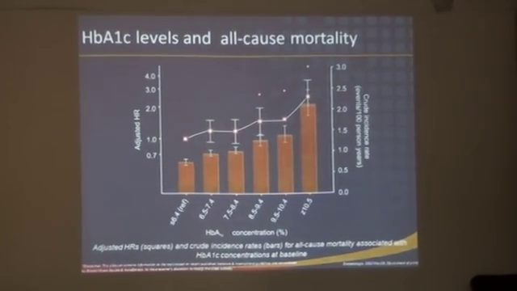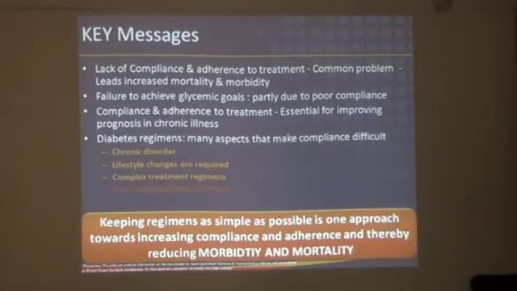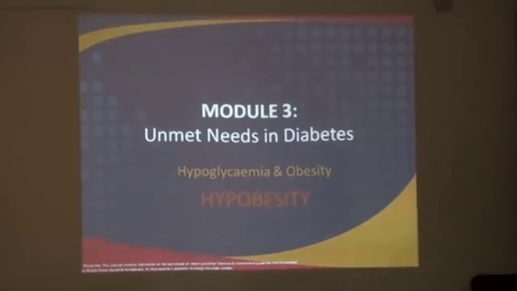And as you can see, HbA1c is related to mortality. So with higher HbA1c, your mortality goes up. So the key messages in this set of slides are that lack of compliance and adherence is a common problem and leads to morbidity and mortality. For chronic disorders, we need to stress lifestyle, and complex treatment regimens should be avoided. We should have simple dosing, preferably once a day dosing.